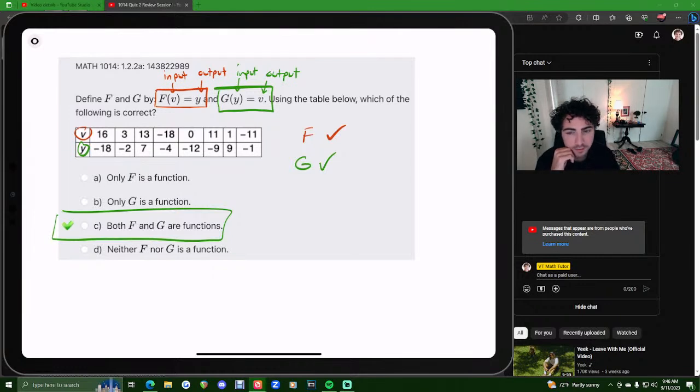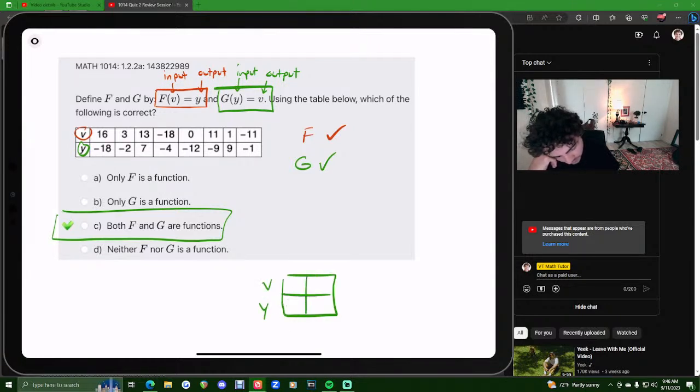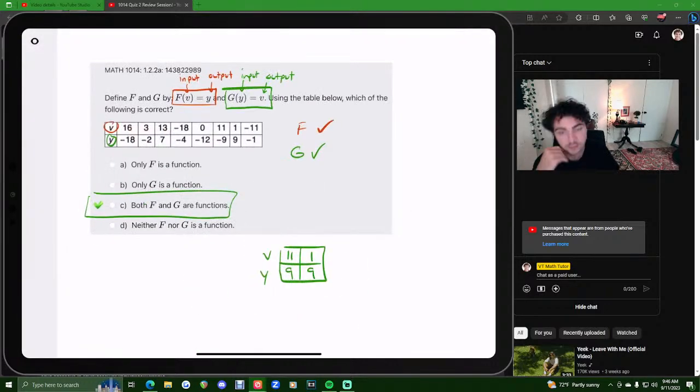Okay, so again, if any of these values were repeated, let me give you an example since I didn't have one here. If we had y and v like this, if we saw a 9 and also a 9, and then we saw 11 and 1, this would be reason to say that g was not a function, because 9 repeats with 9. There's repeated input values. And that's like the simplified way of looking at it.